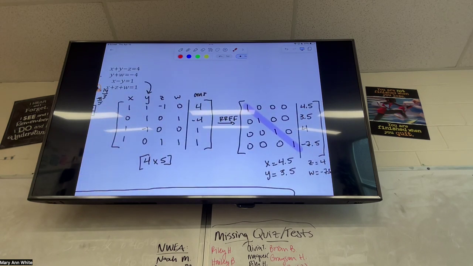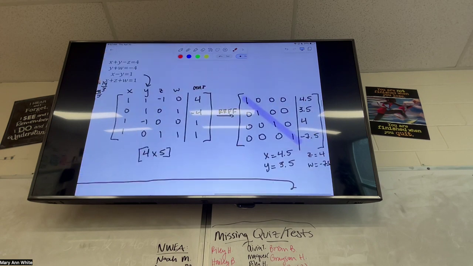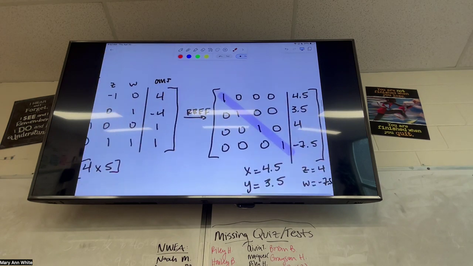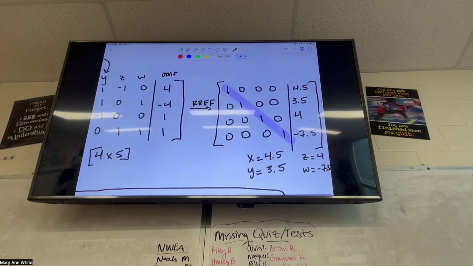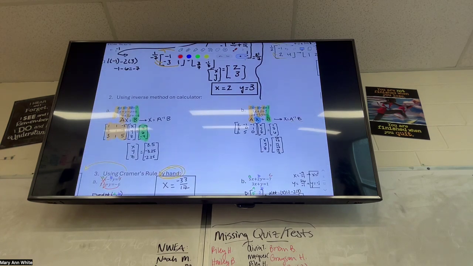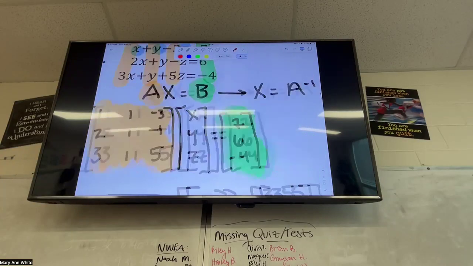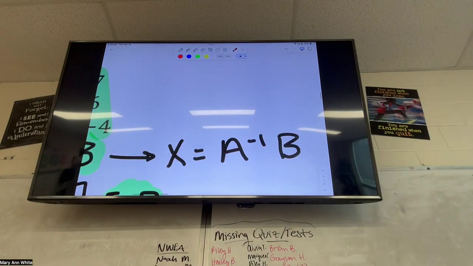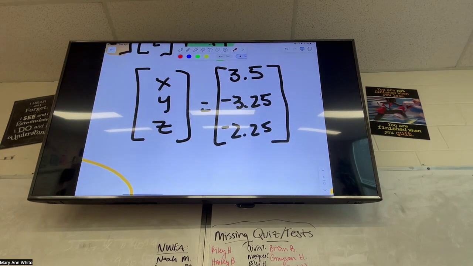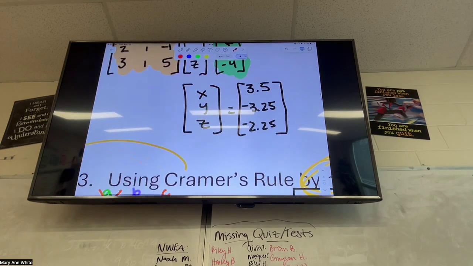Notice how on all of these problems, I've shown you the matrix. I've shown you this is the starting matrix, and then I tell you what I did in the calculator, and then I did my answer. Same thing with inverse. If you do inverse in the calculator, show me your AX equals B matrix, then write X equals A to the negative 1 B, and then give me your answer. If you don't give me enough work, I will mark off points.